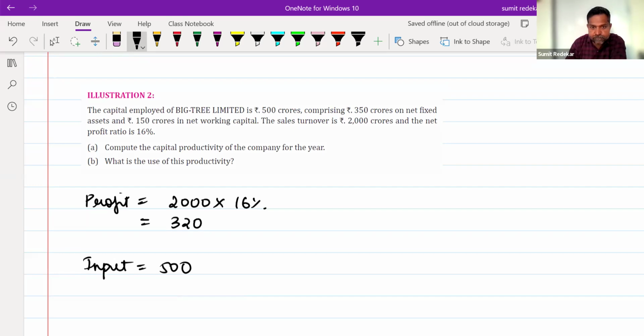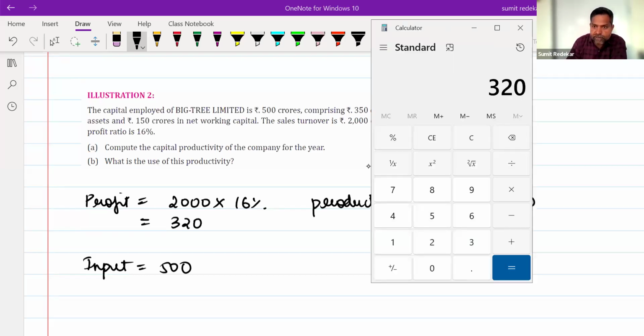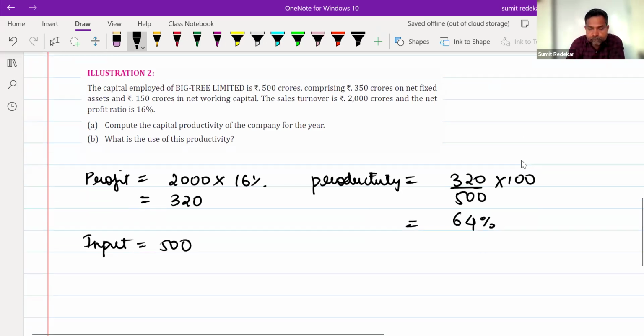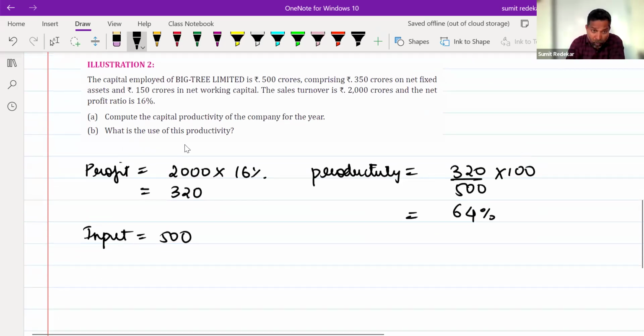Then can I say it is 320 out of 500 into 100, which is going to be 320 divided by 500, multiply that by 100, and that is 64. So can I say the answer is going to be the productivity is 64%? Correct? What is the use of this productivity?